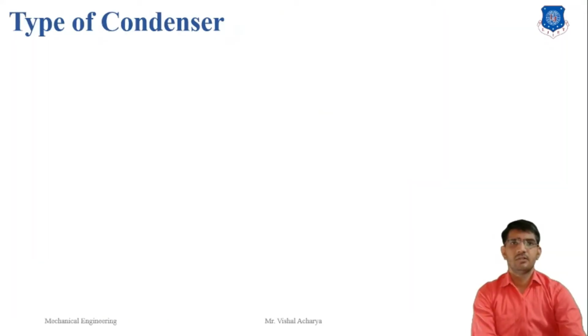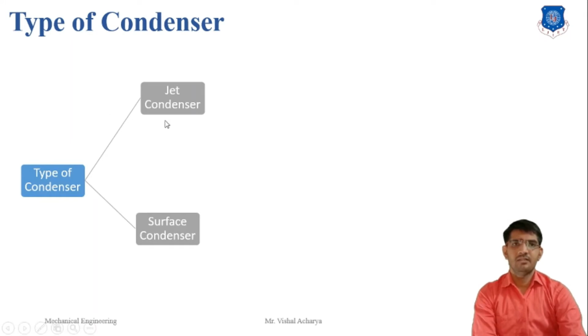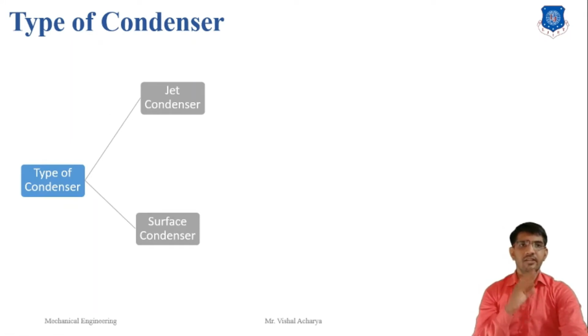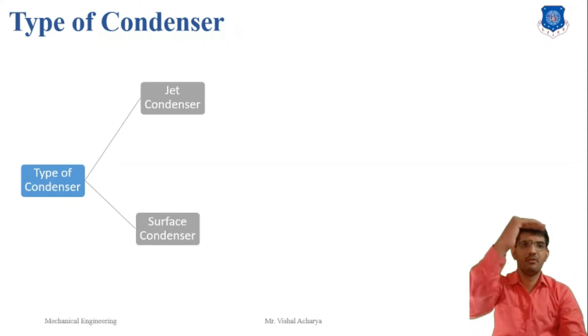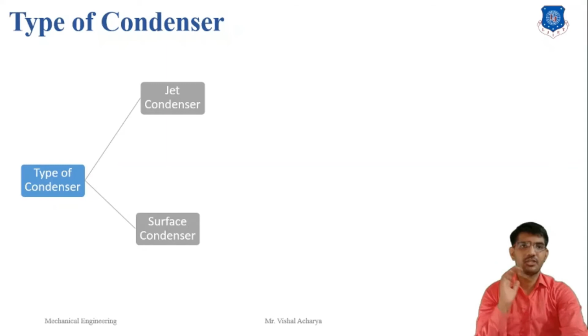Our next topic is the types of condenser. There are two main types: jet condenser and surface condenser. A jet condenser is a condenser in which the condensate gets mixed with the cooling water. That's why it is called the mixing type condenser. This type of condenser is used sometimes, though it lowers the quantity of condensate and requires high power for the pump during the process of condensation.